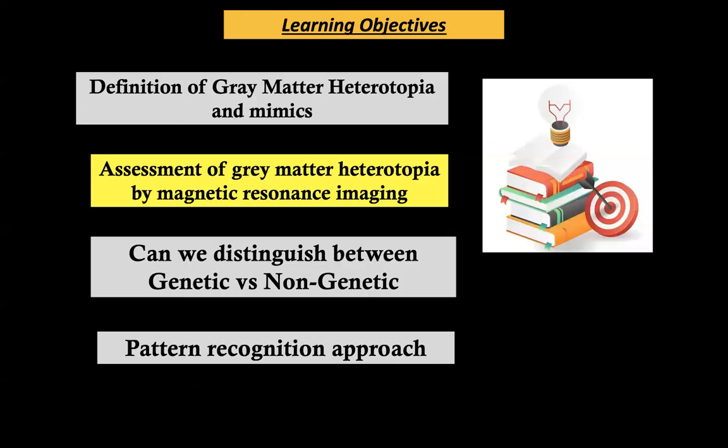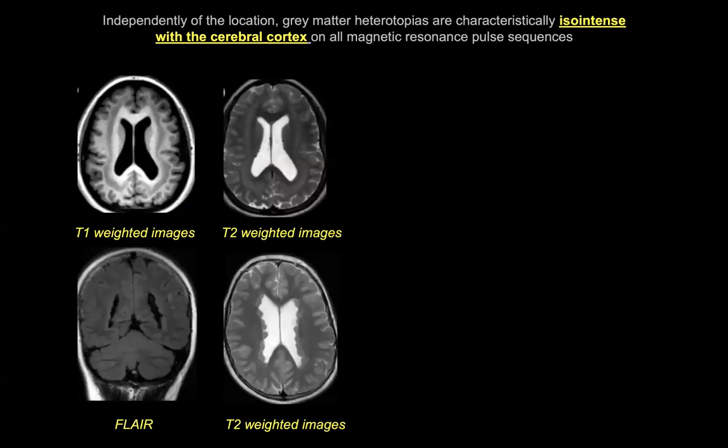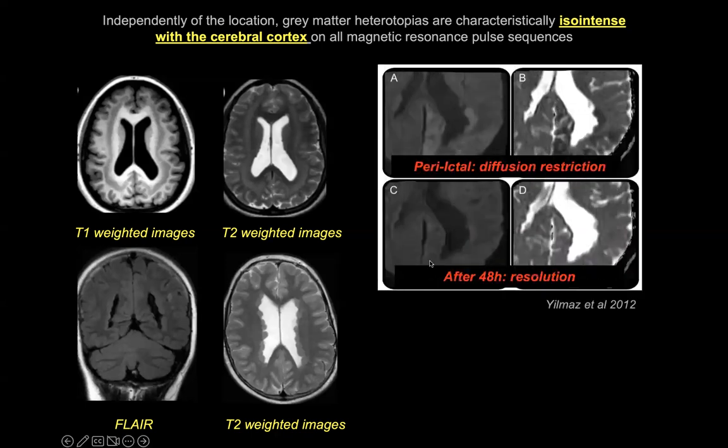Okay, so we have seen these two mimics. Now we can see how we assess the gray matter heterotopia using magnetic resonance imaging. So this has to be isodense with the cerebral cortex in all the sequences. This is why I told you before, despite the pathologists will tell you these are not exactly normal neurons, for us as radiologists, we are a bit simple creatures. They look exactly like normal gray matter. So we need to have several sequences and we need to compare the subcortical heterotopic or presumed heterotopic nodules with the normal gray matter, right? And you can see two examples in these cases.